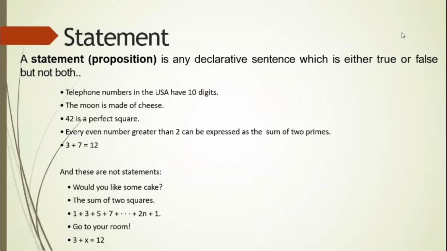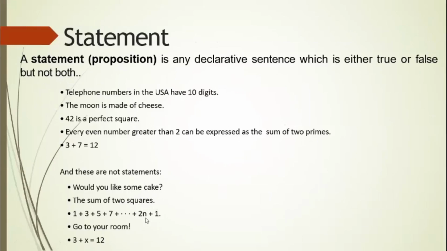The sum of two squares. Why do you think it is not considered a statement? It is not considered a statement because there is no way for us to know whether that is true or false, because the statement itself is not complete. Okay? Although it ends with a period, but the statement itself is not complete. It does not state a fact. Okay, so there's no way of telling whether this one is true or false.